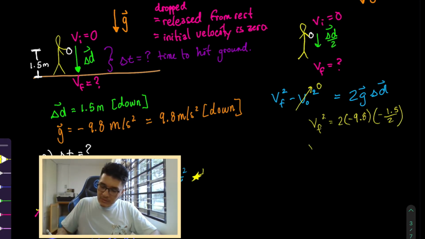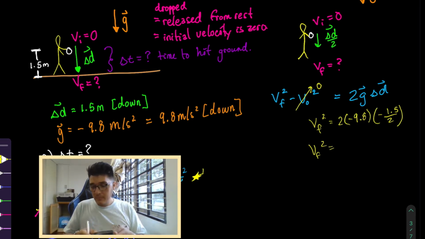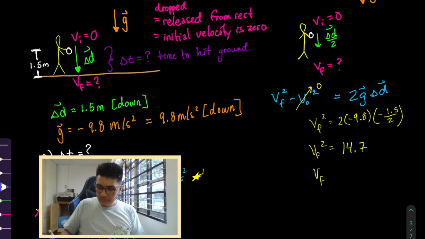So this will make sense because whenever you have the square root, which we're going to be doing soon, you can't have the square root of a negative number. So that's why the negative 9.8 and the negative 1.5, the negatives are going to cancel out to make the positive. Which is 14.7. And then to isolate for v final, you take the square root on both sides. So square root my answer, which would be 3.8 meters per second.